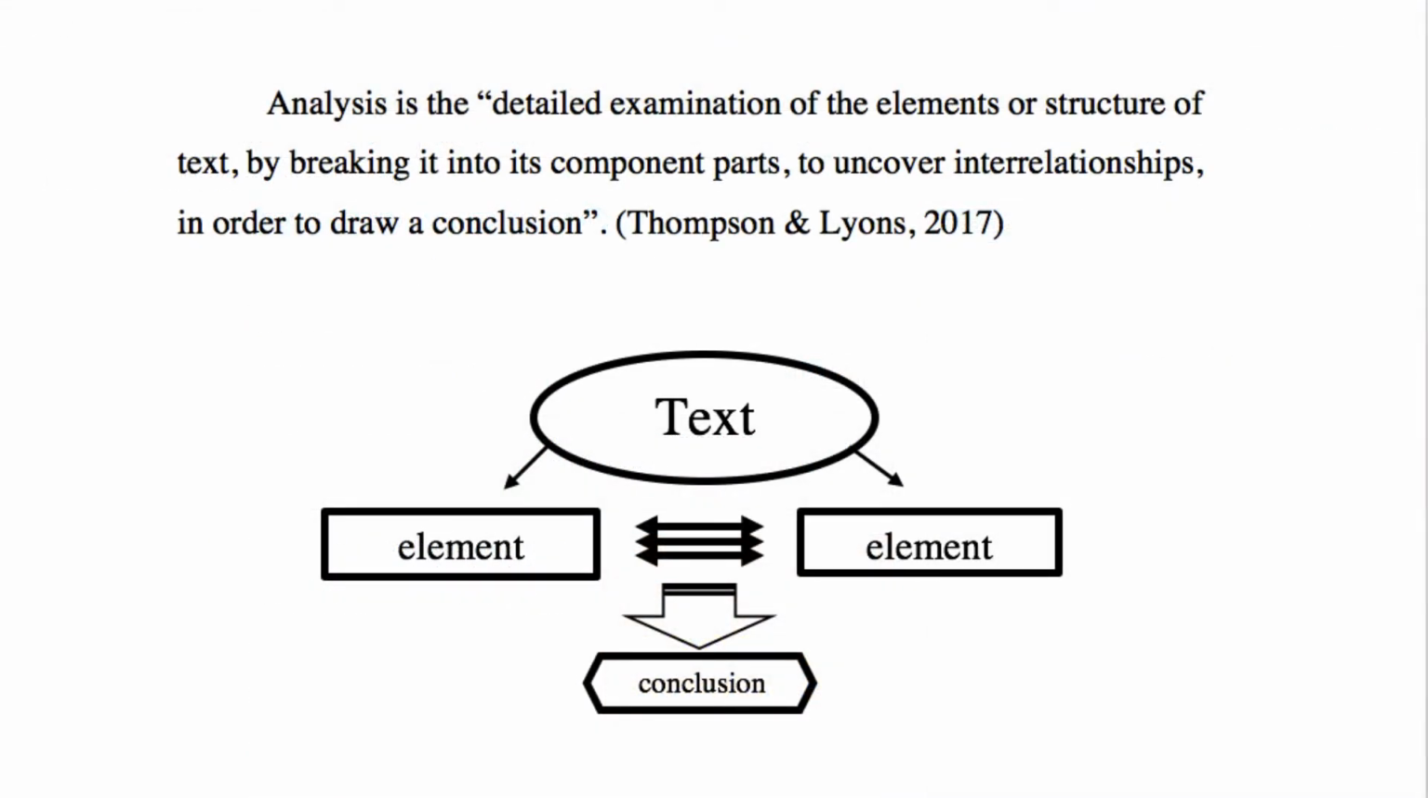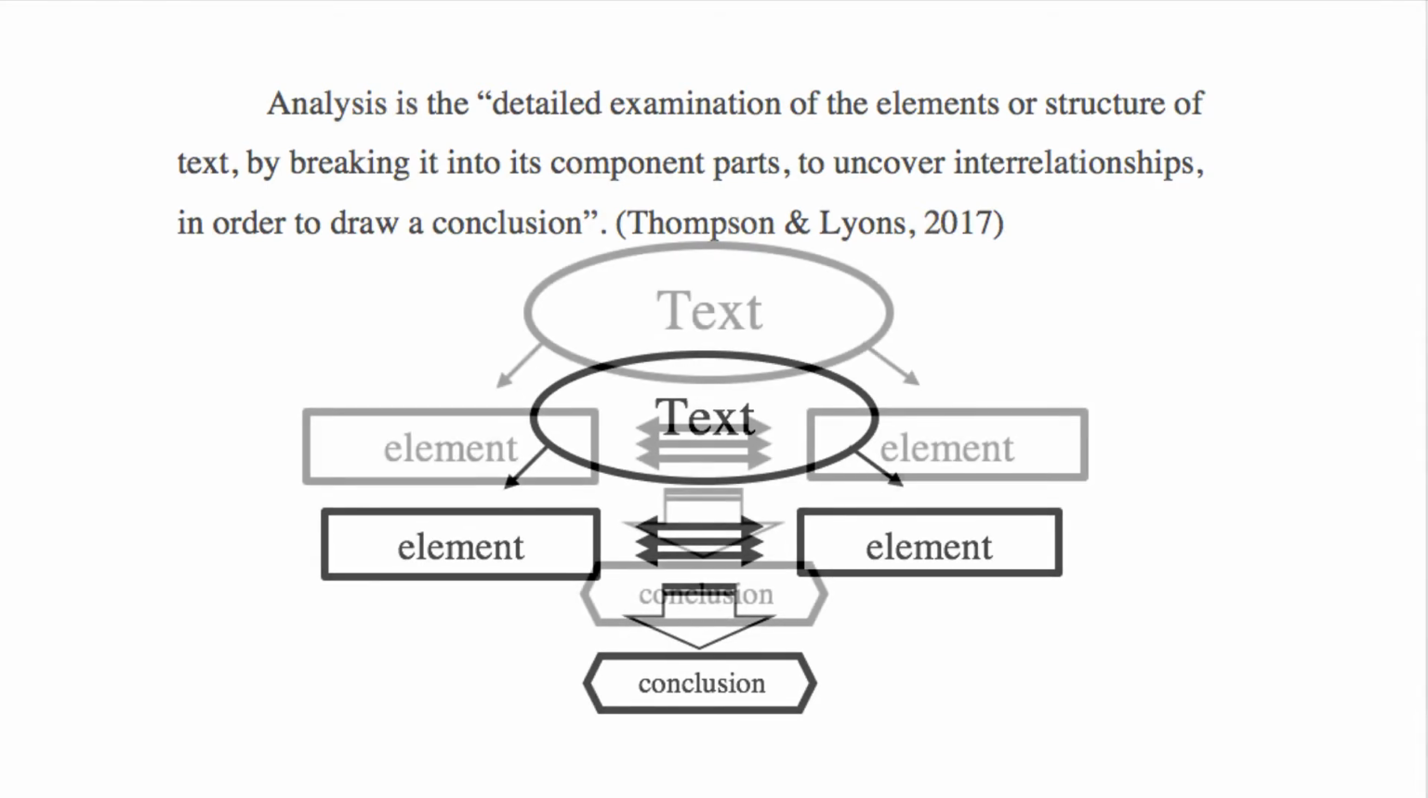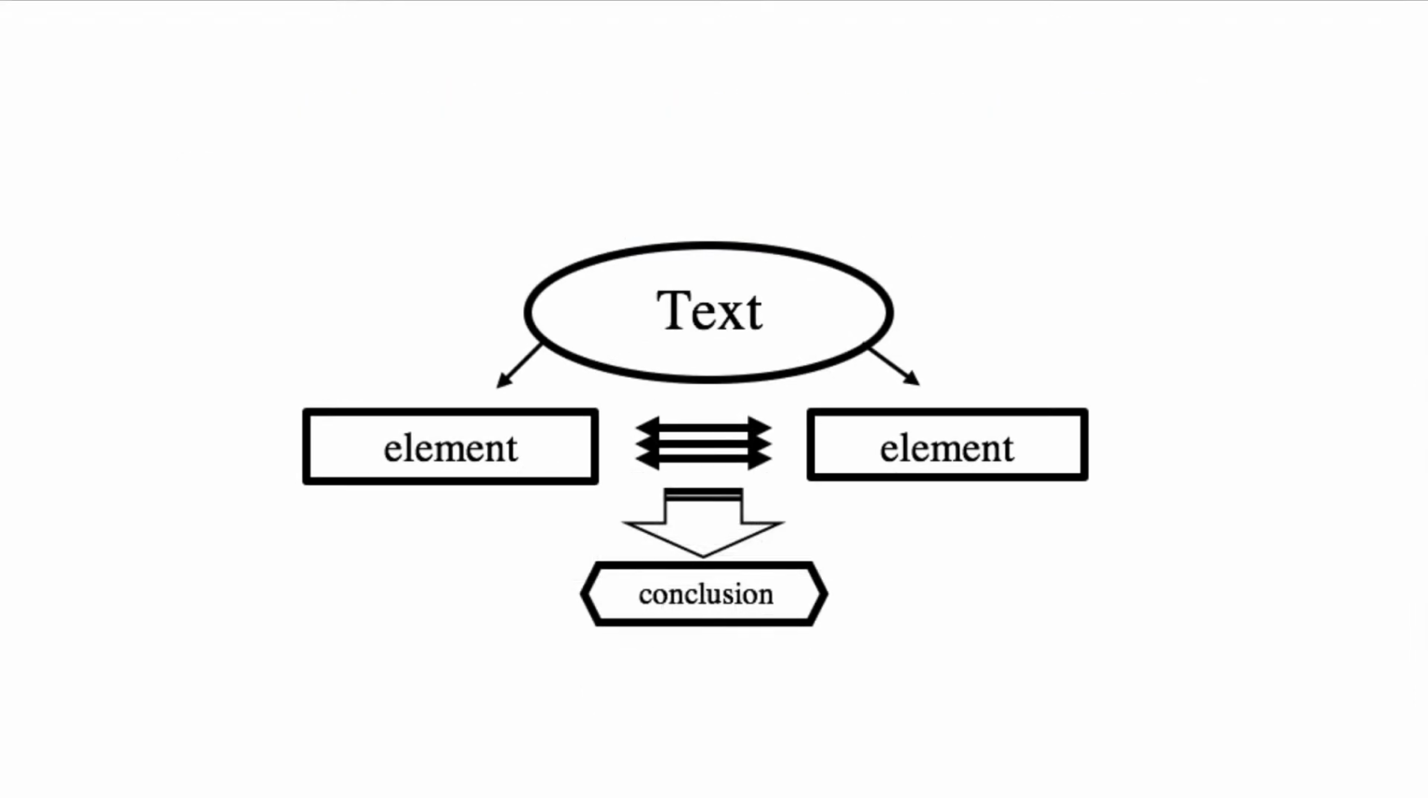Analysis is the detailed examination of the elements or structure of text by breaking it into its component parts to uncover interrelationships in order to draw a conclusion. Thompson and Lyons, 2017. The student identifies 2 important components of the text, examines their interrelationships closely, and makes a conclusion, often about the author's message. It looks something like this.